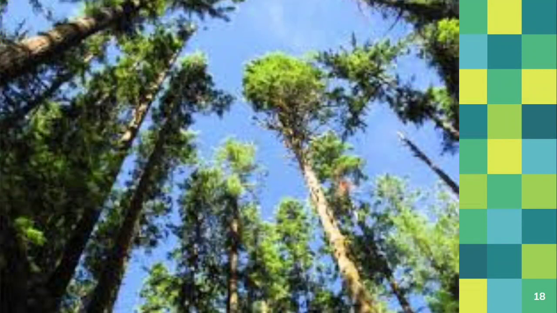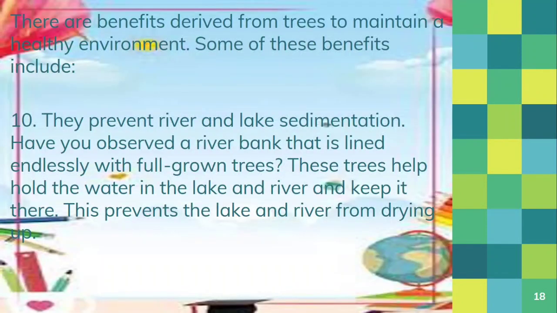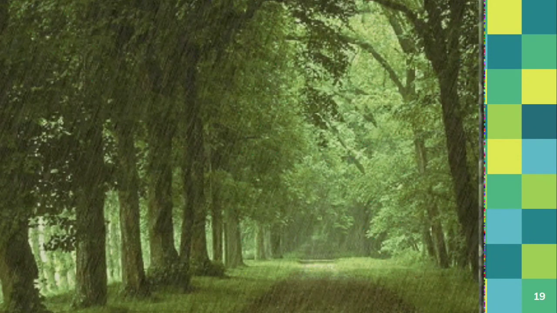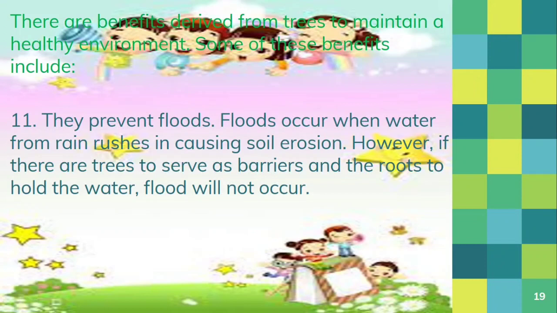Number 10. They prevent river and lake sedimentation. Have you observed a river bank that is lined endlessly without full-grown trees? These trees help hold the water in the lake and river and keep it there. This prevents the lake and river from drying up. And number 11. They prevent floods. Floods occur when water from rain rushes in, causing soil erosion. However, if there are trees to serve as barriers and roots to hold the water, floods will not occur.